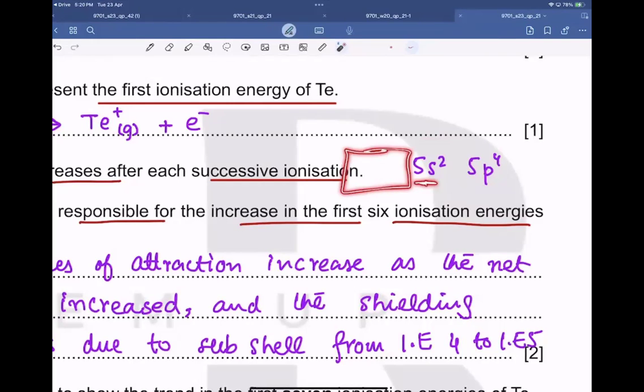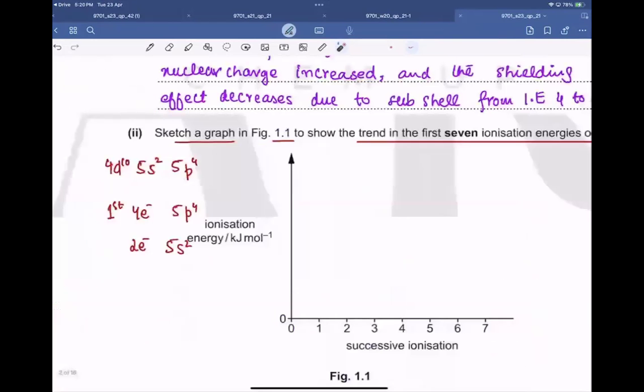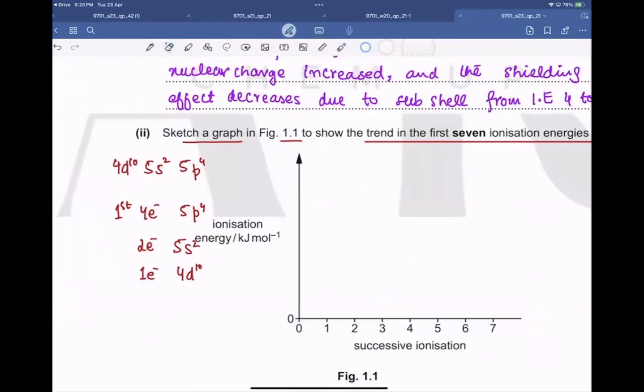So the 2 electrons are removed from 5s2. Now 6 electrons are removed. After these 6 electrons, now 1 electron is going to be removed from 4d10. Is this clear? So if you see over here, after the 4 electrons, there is a change in subshell, right? And after these 2 electrons, there is a change in shell.